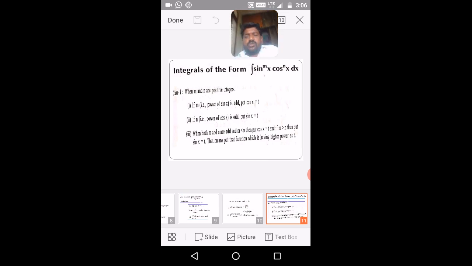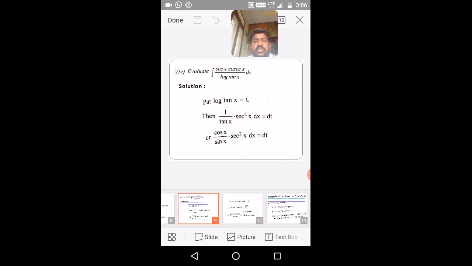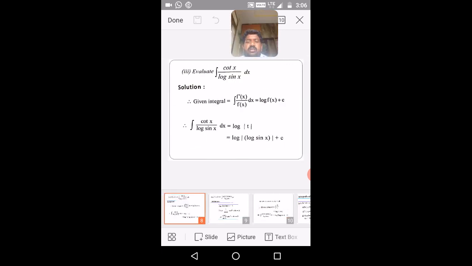Okay, so these are the standard forms in the substitution method: the integral of f of g of x into g dash x dx, and the integral of f dash x by f of x dx. These two are nothing but extensions, or some standardization, of the substitution method.